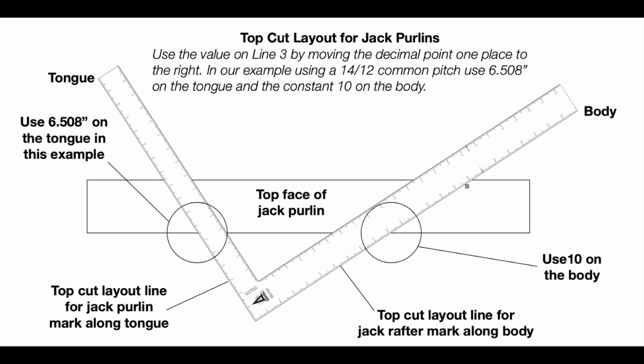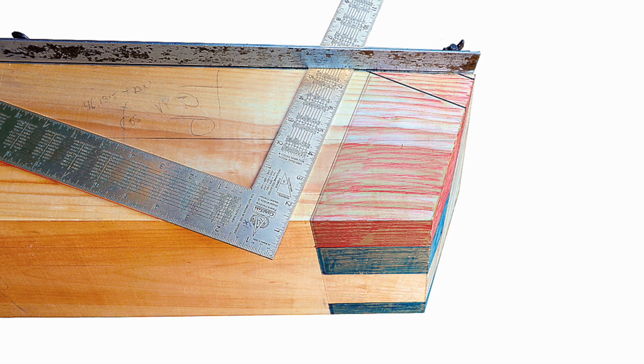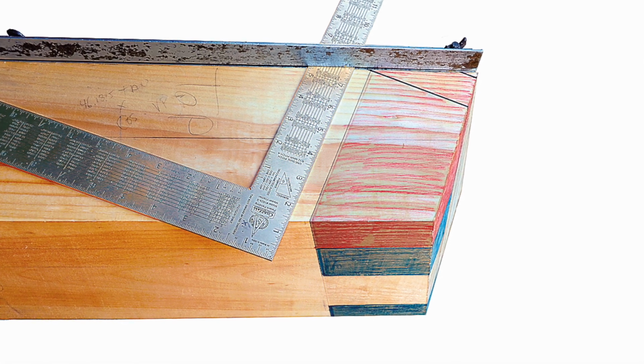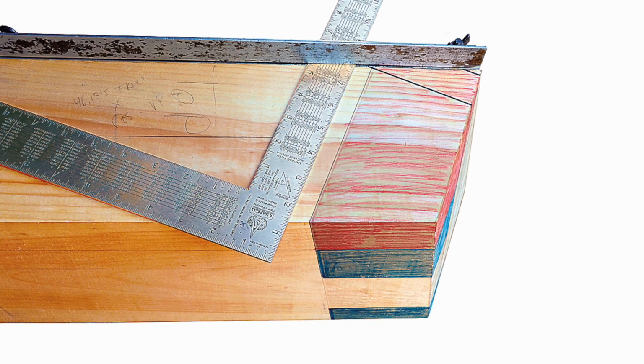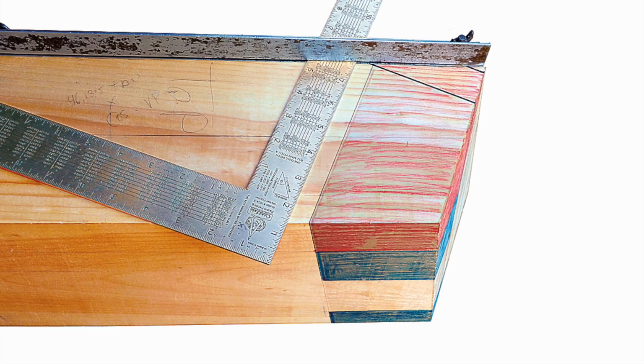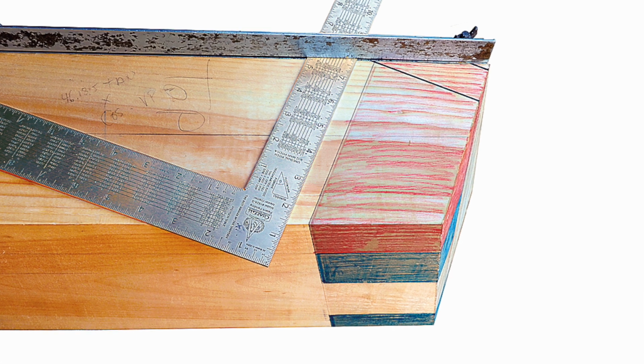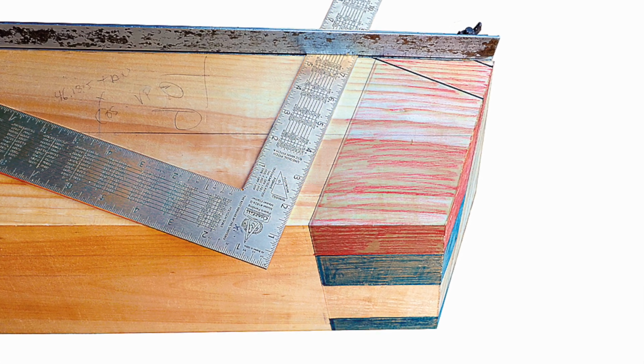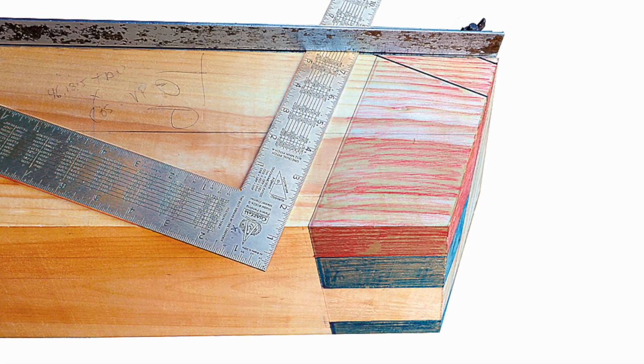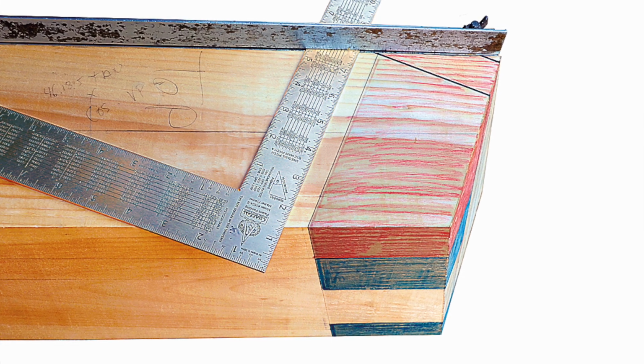The jack purlin top cut angle can be marked on the timber by using 6.508 on the tongue, opposite 10 on the body, and marking along the tongue of the square. If by using 10 as the constant, the square does not cover the timbers, choose any other number on the body and multiply by the factor and use the results on the tongue. Say you want to use 20 on the body, the equation would be 20 times 0.6508 equals 13.016.